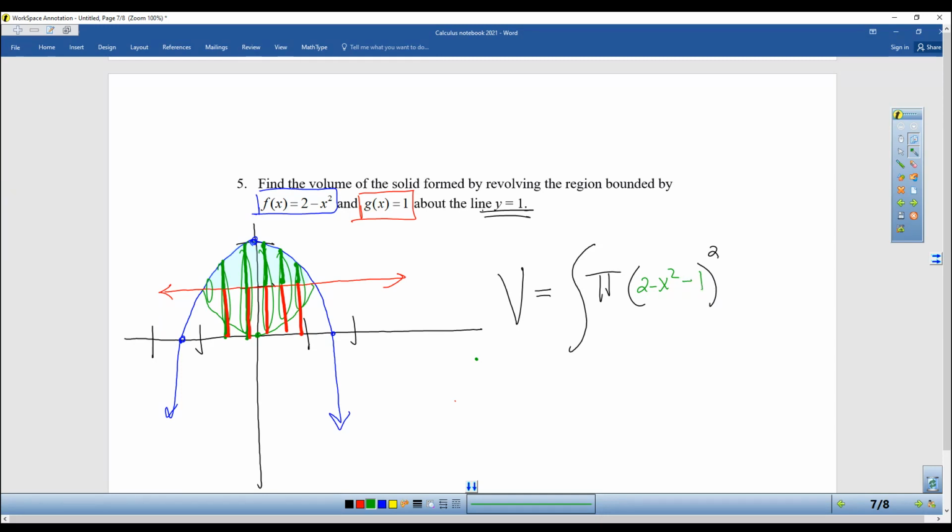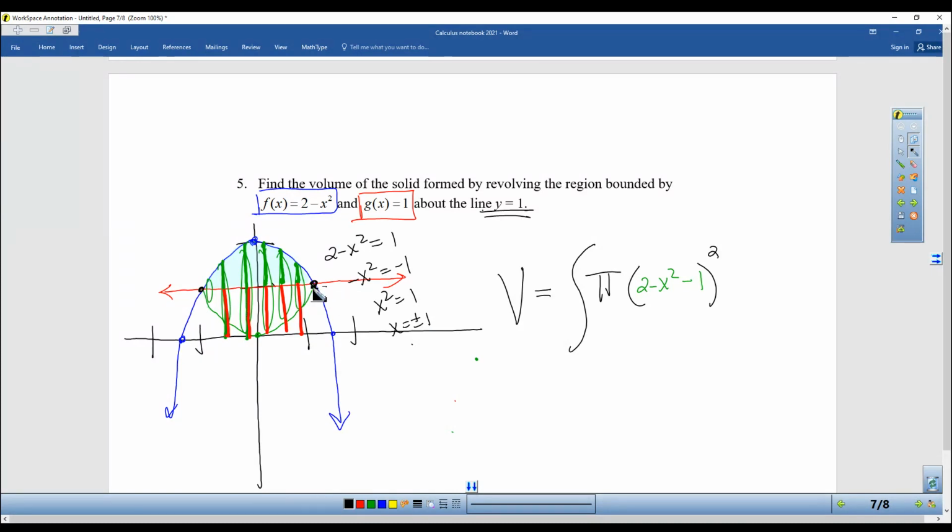And where am I going to start my slicer? Oh, I have to figure out where that intersects, right? So I'm not going all the way to negative square root of 2 like I did in a previous problem. I need to know where this intersects. So 2 minus x squared is equal to 1. And that's nice and easy. Minus x squared is equal to negative 1. X squared is equal to 1. X is equal to plus or minus 1.